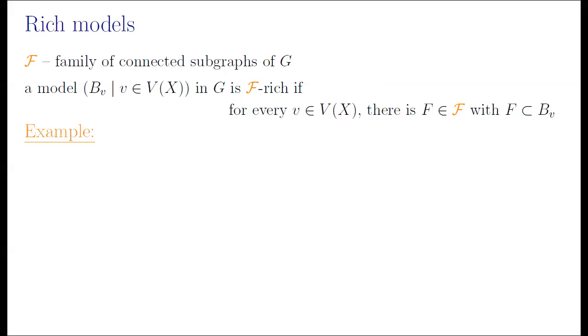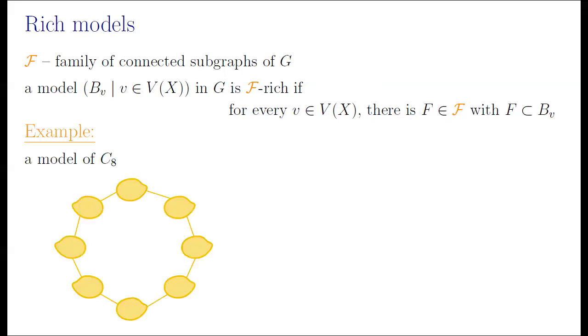So an example, this is just a model of C8. Yes? This is how I want to depict a model. Some branch sets and they are connected by edges. Now this model is F-rich if every branch set contains some subgraph of F. And I depict the subgraphs by some orange stars. Okay, so this was an abstract example.